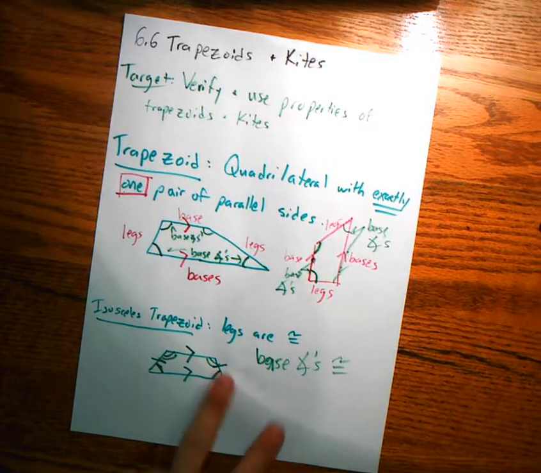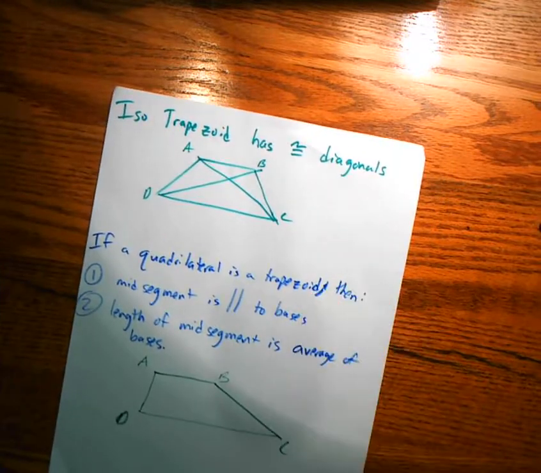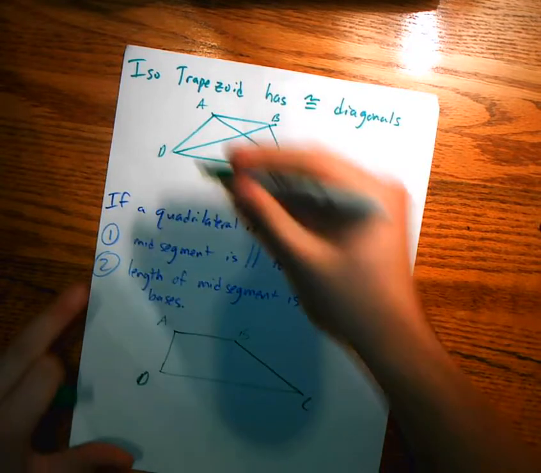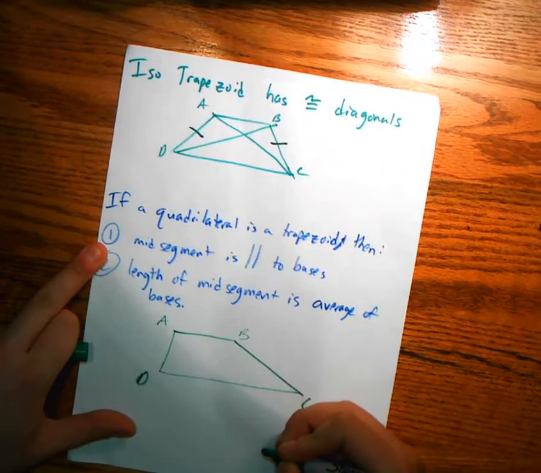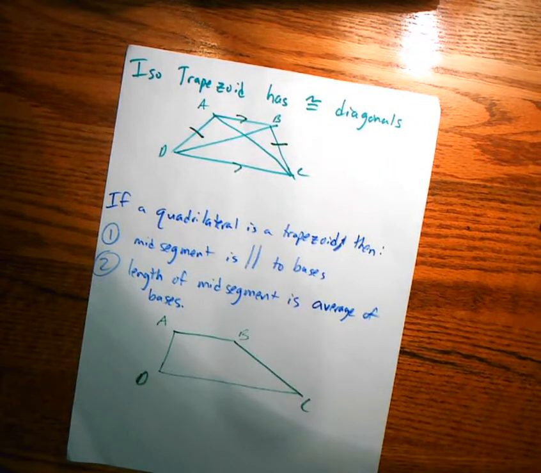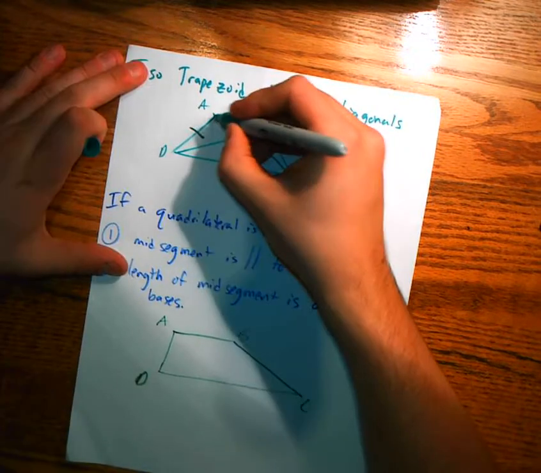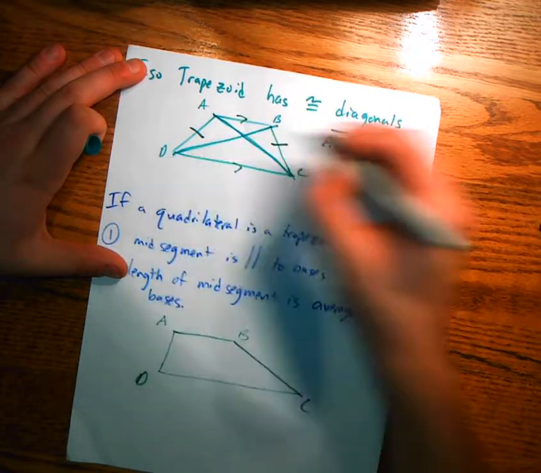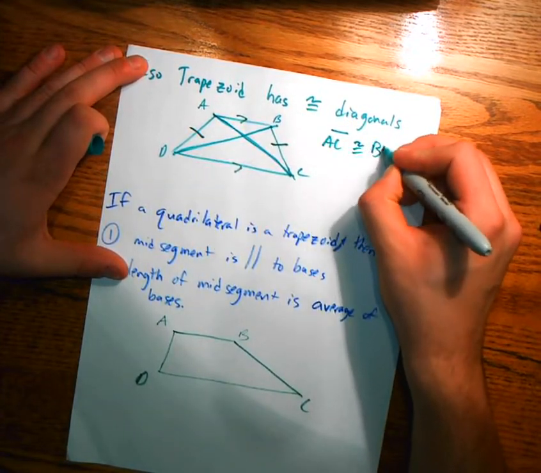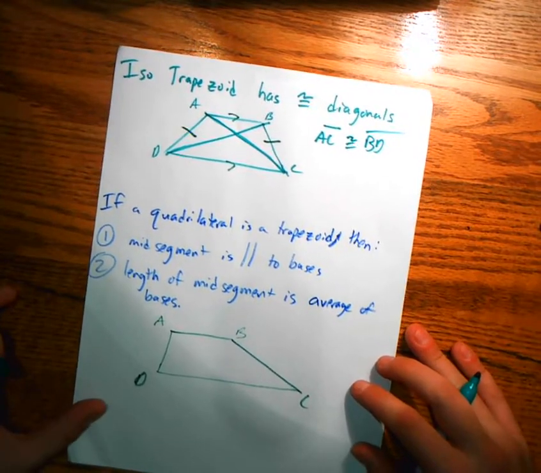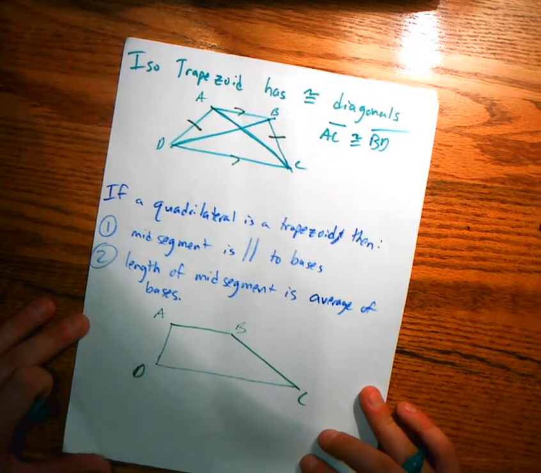One more thing in an isosceles trapezoid is that it has congruent diagonals. So I can also mark this up to show that it has congruent legs and that it has one pair of parallel sides, but it also says that the diagonals are congruent to each other. So the diagonal AC is congruent to the diagonal BD. Just like a rectangle, an isosceles trapezoid has diagonals that are congruent to each other.